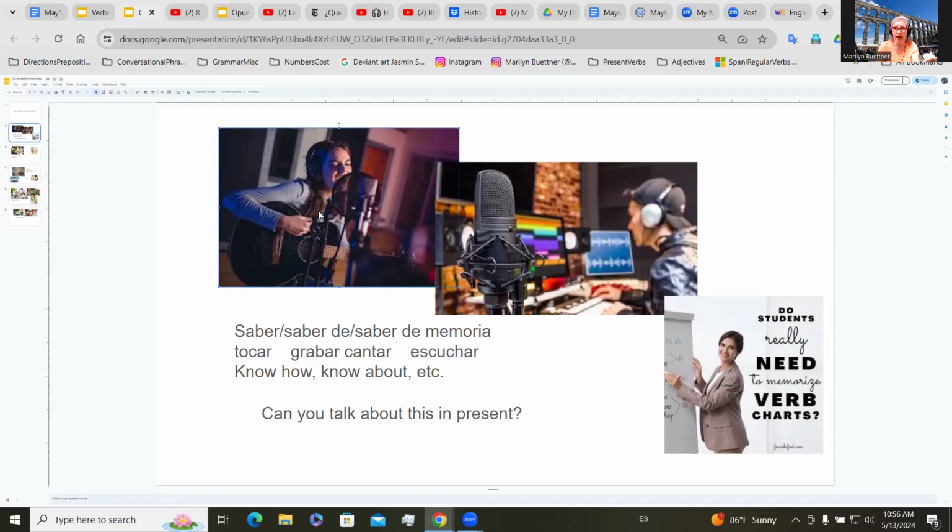I can say she knows how to play by saying ella sabe tocar. If she knows how to, it's just sabe with the infinitive. Sabe tocar la guitarra. Bien.